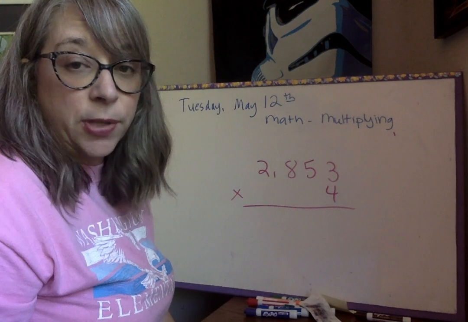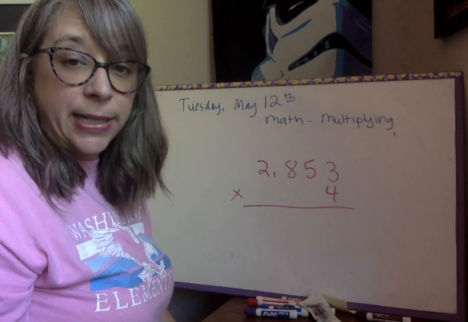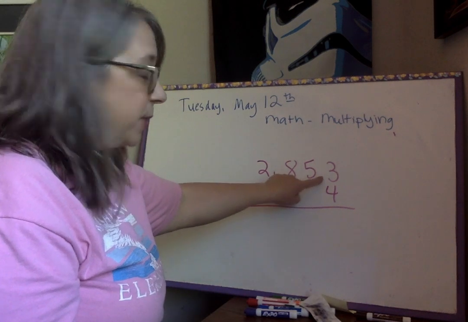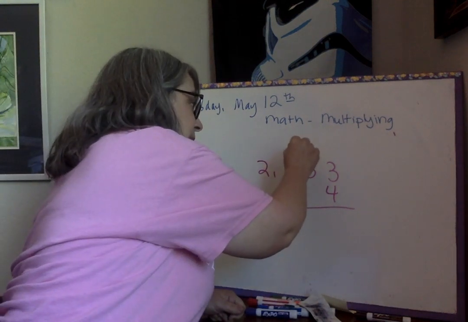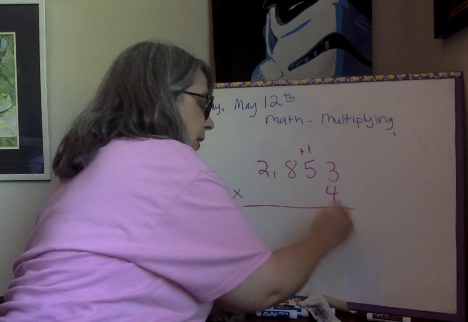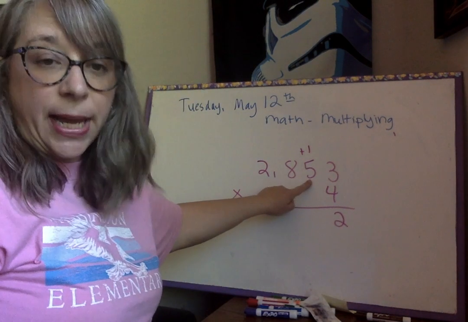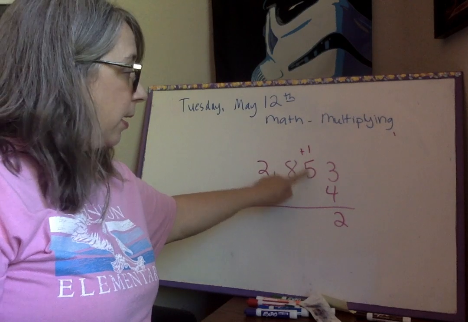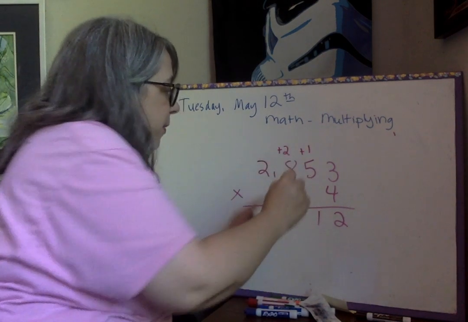You can add this 4 times if you really want to. But again, practice your multiplication. So 4 times 3 is 12. So plus 1 and put your 2 down there. 4 times 5 is 20. Plus 1 is 21. So 2, 1.